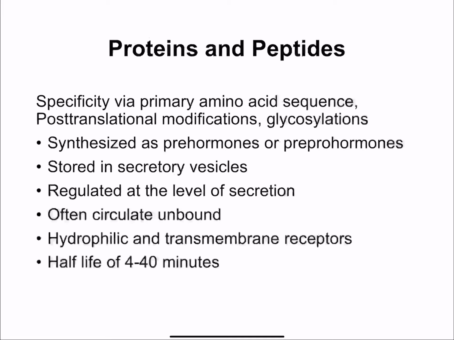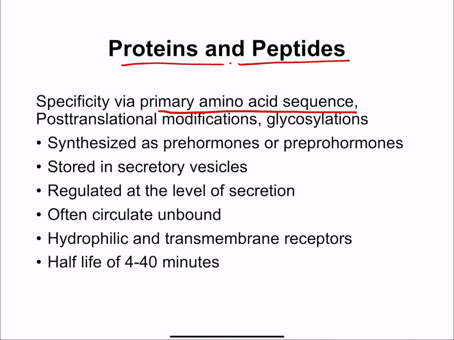The first type of hormone based on classification are the proteins and peptides. And these are made primarily of amino acid sequences. Some of them are modified by glycosylation, and some of them are modified in the Golgi apparatus by what we call post-translational modifications. So after they're translated in the endoplasmic reticulum, they're passed to the Golgi apparatus where they are changed and modified and added glucose subunits.